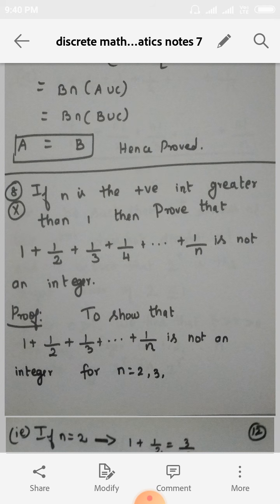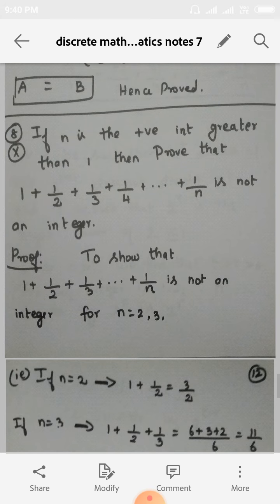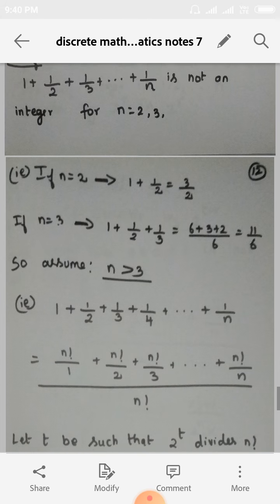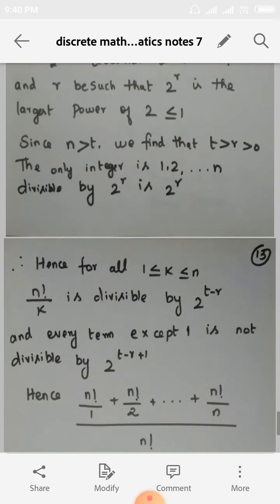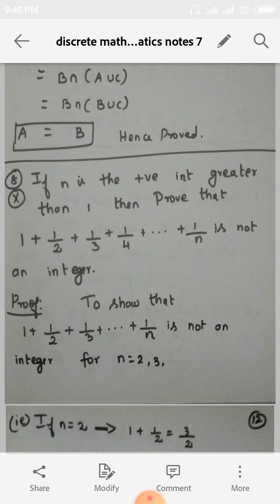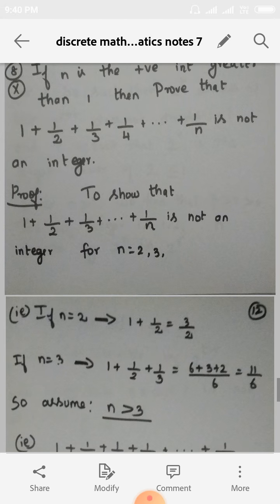The next one, the last sum, that is also an important sum, girls. We have to do the same one by the mathematical induction method. Just go through the problem. What is given: n is a positive integer greater than 1, then prove that the sum 1 plus 1 by 2 plus up to 1 by n is not an integer. n is a positive integer greater than 1, but we have to prove that it is not an integer. So we have to show this. Greater than 1 means what are the cases? We have to take n is equal to 2, 3, etc.